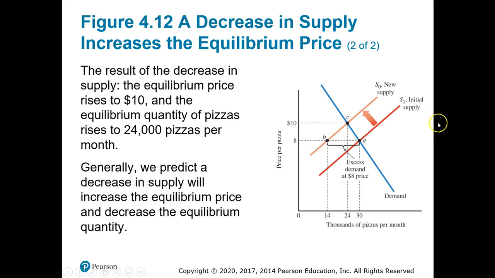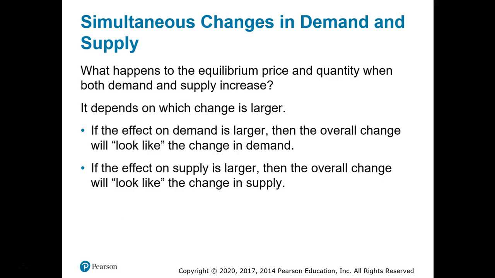All right, the result of the decrease in supply, the equilibrium price rises to 10. The equilibrium quantity of pizza falls to 24,000 pizzas per month. Generally, we can predict a decrease in supply will increase the equilibrium price and decrease the equilibrium quantity. So what happens to the equilibrium price and quantity when both demand and supply increase? This is not charted, so it depends which change happens to be larger. Memorize that one.